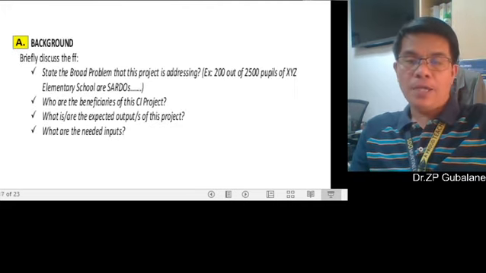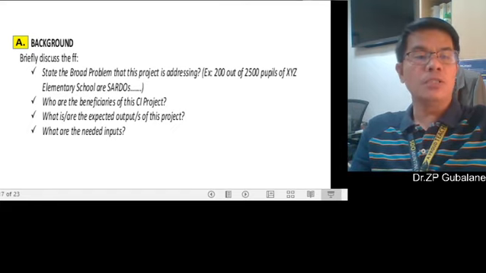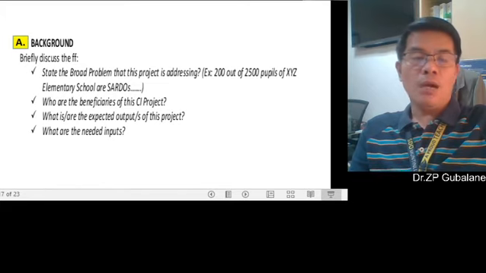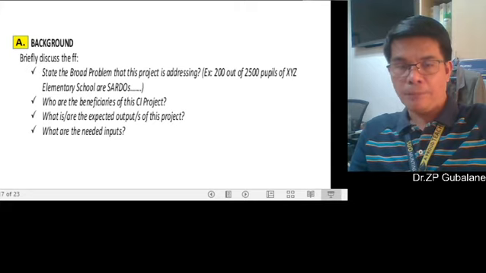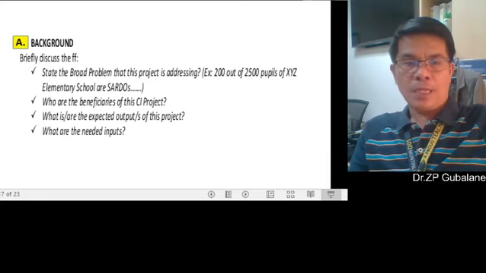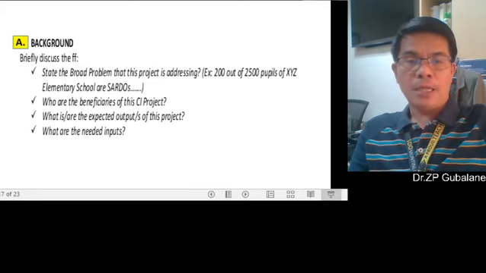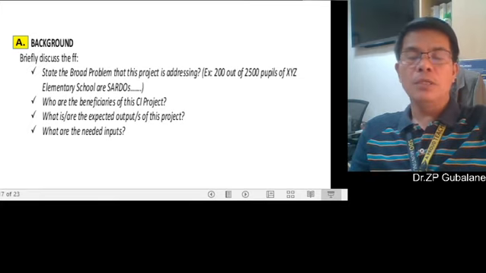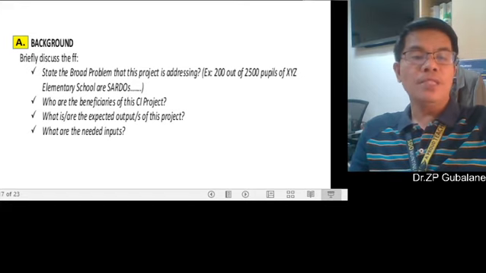Now, as part of your documentation, take note, project coordinators or project owners, you state your background. What is good about this guide that I am sharing with you is that there are already instructions embedded per category. For example, as far as background is concerned, all you need to do is follow the instructions below. For example, here, briefly discuss the following.